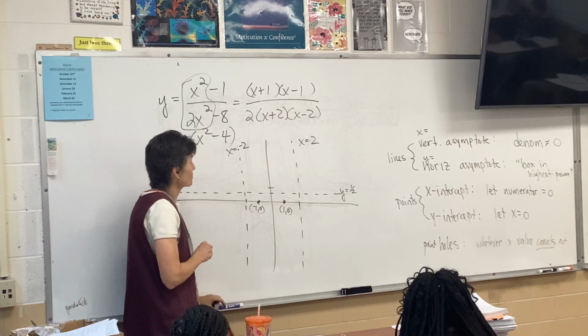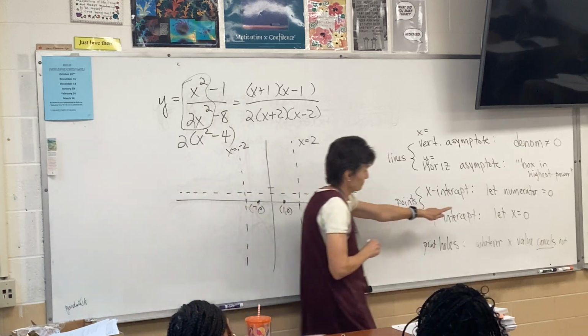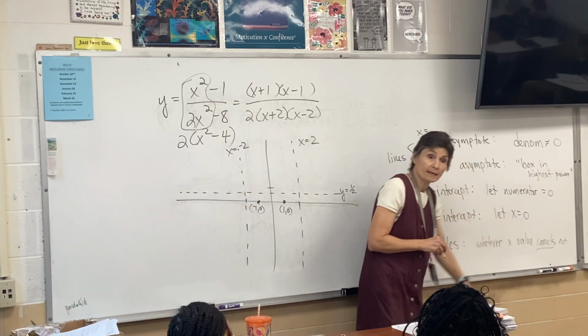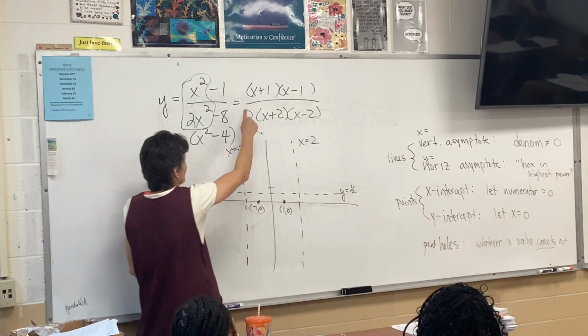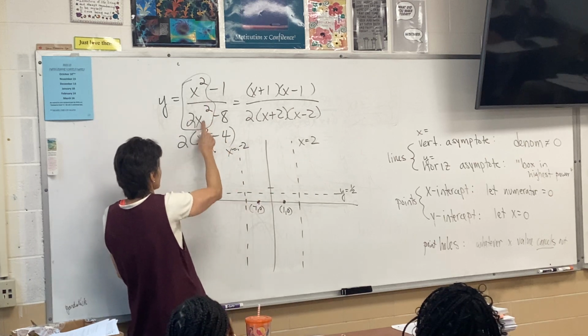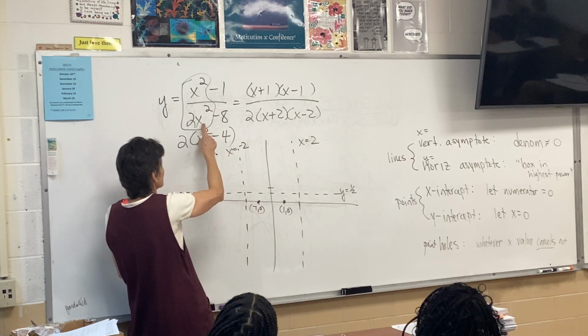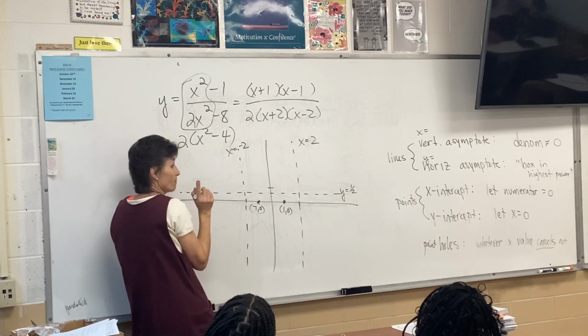How about a y-intercept? How do I get a y-intercept? How do I always get a y-intercept? Gotta let x be 0. So you can do it here. There's a lot of x's in there. Or you can do it here. If you let x be 0, what do we end up with? Actually, +1/8.